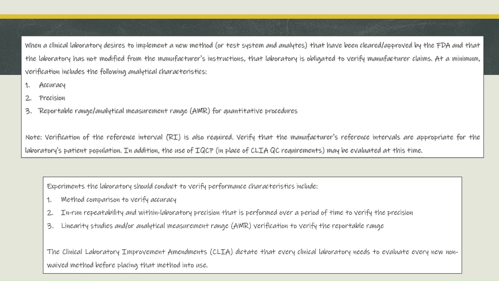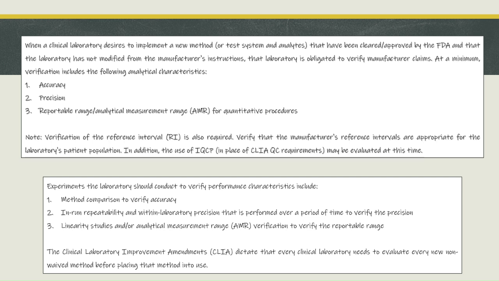Experiments the laboratory should conduct to verify performance characteristics include: 1. Method comparison to verify accuracy. 2. In-run repeatability and within laboratory precision that is performed over a period of time to verify the precision. 3. Linearity studies and/or analytical measurement range, AMR, verification to verify the reportable range.